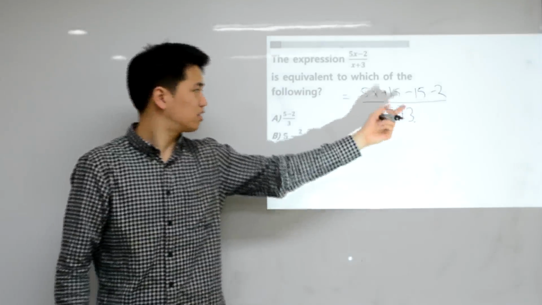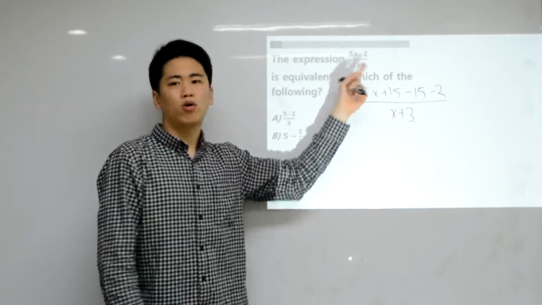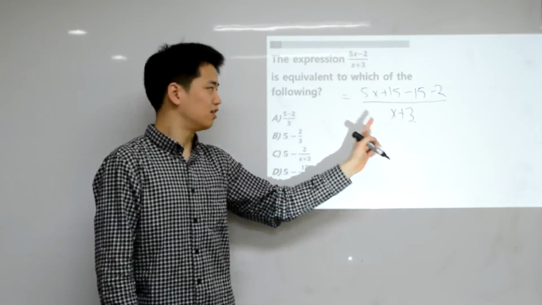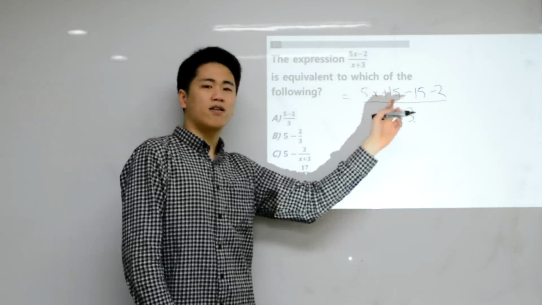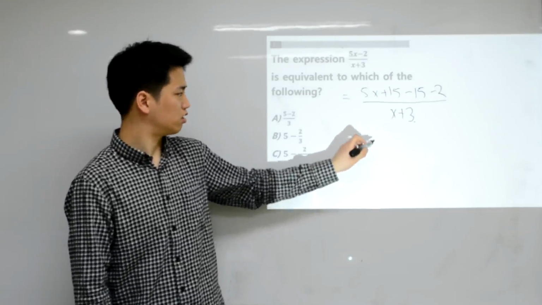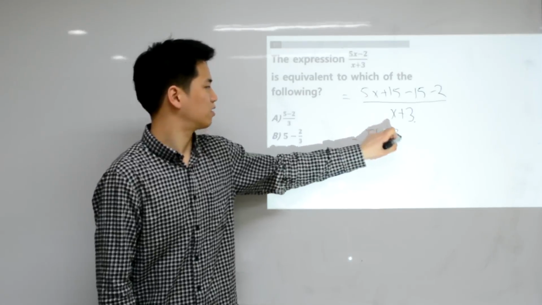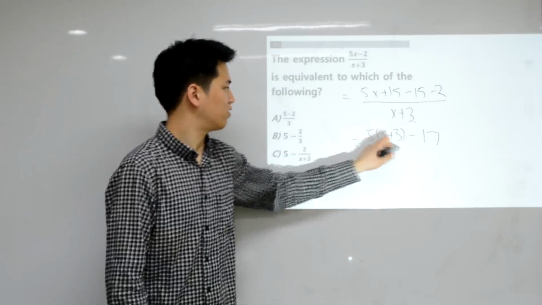Now the reason that I did this is because, as I said, I want there to be a multiple of the denominator in the numerator. Since 5x is 5 times x, we want to add 15, which is 5 times 3. And you'll see the reason why we want to do this now. 5x plus 15 is the same thing as 5 times x plus 3. And this is minus 17, right, over x plus 3.